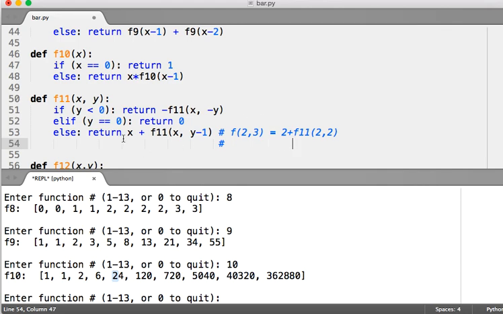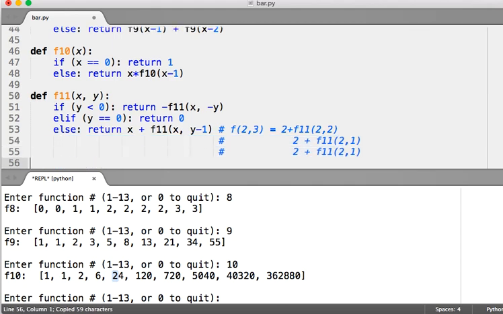So f11 of 2 and 2: you come in here with 2 and 2, you kick down here, 2 plus f11 of 2 and 1. When x is 2 and y is 1, you get 2 plus f11 of, oh, pardon me, of 2 and 0. And finally, since y is 0, this one is 0. Okay, so that is 0. So now we have 2 plus 0, so that expression is 2.